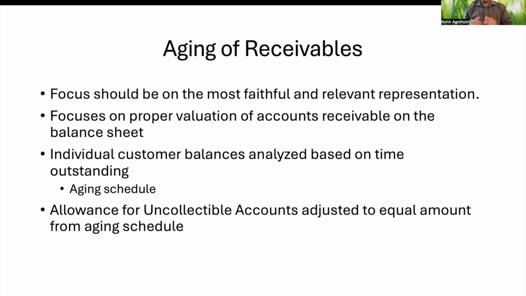Again, they can call it anything they want. It means the same thing. It's showing you how old those balances are. Okay. And once you estimate how much money in your professional judgment might not be paid back, you will have to make sure that your allowance account shows exactly that balance.